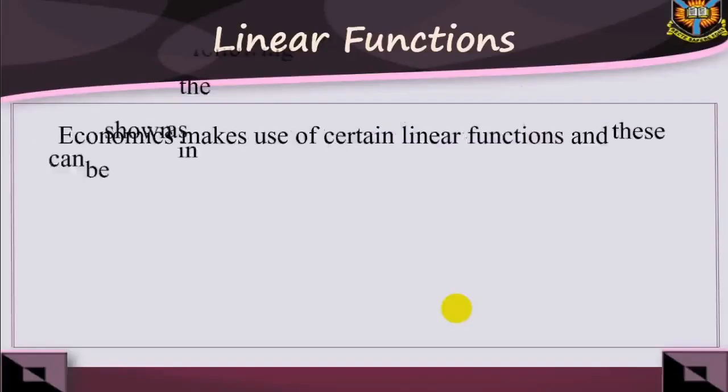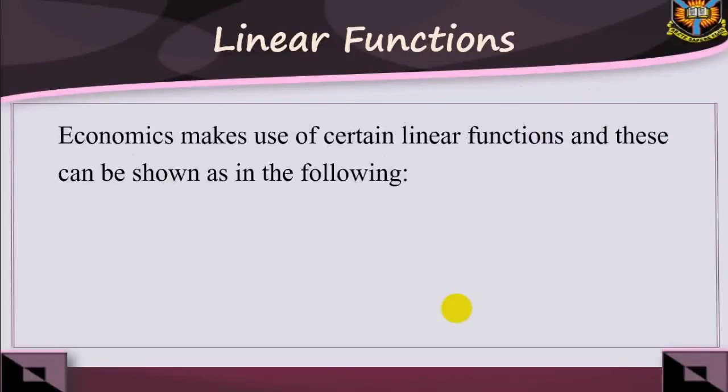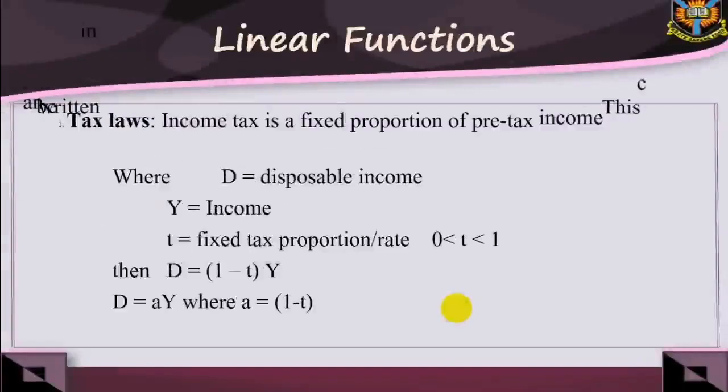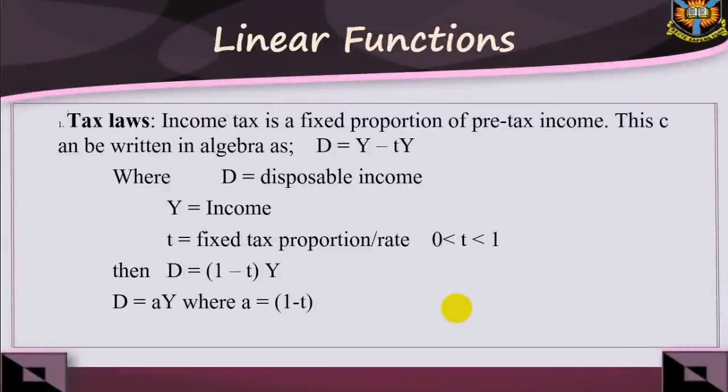Economics makes use of certain linear functions, and these can be shown as in the following. Number 1, tax laws. Income tax is a fixed proportion of pre-tax income. This can be written in algebra as d equals y minus ty, where d equals disposable income, y equals income, t equals fixed tax proportion rate. Then d equals (1 minus t) times y, and d equals ay, where a equals 1 minus t.